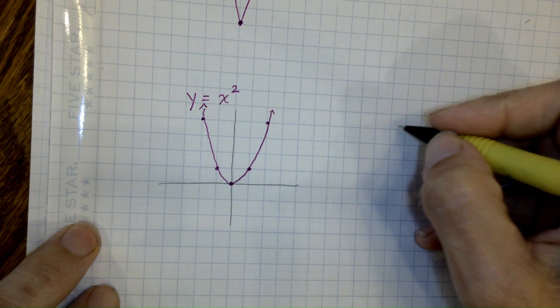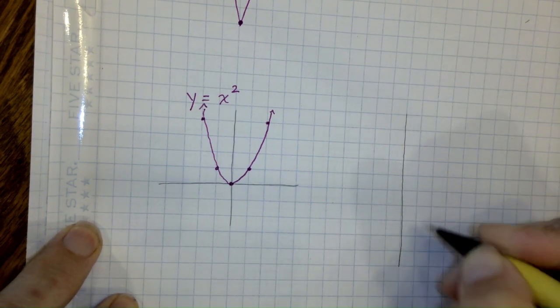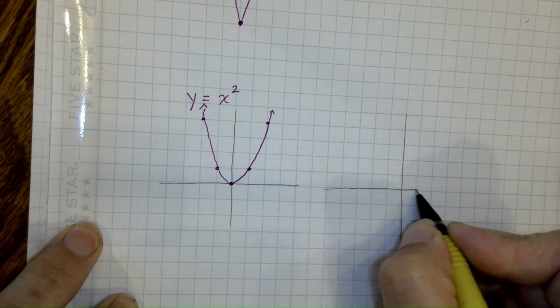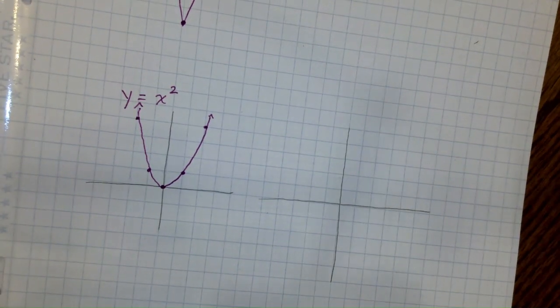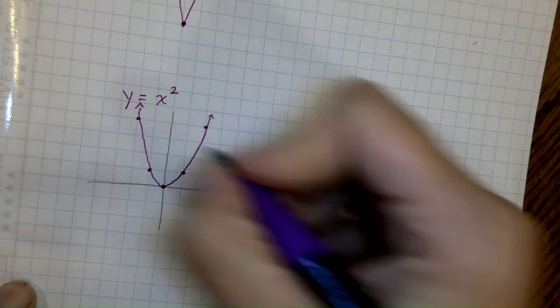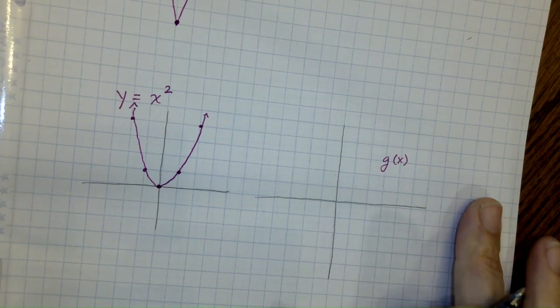Your goal this time is, instead of me giving you the equation and you making the picture, we're going to start with the picture and you're going to make the equation. Let's call this g of x, just for the fun name.